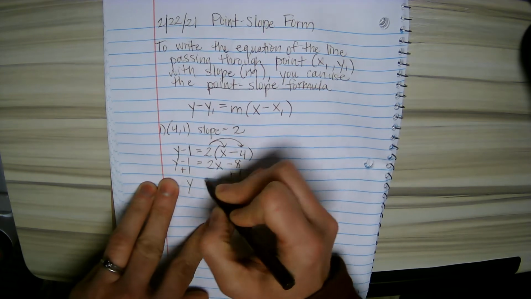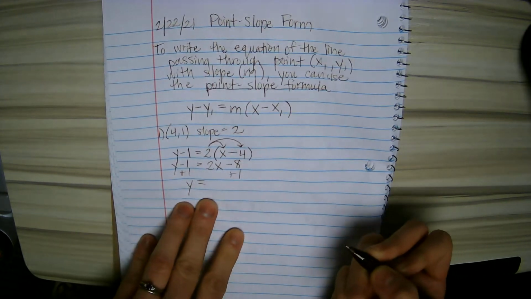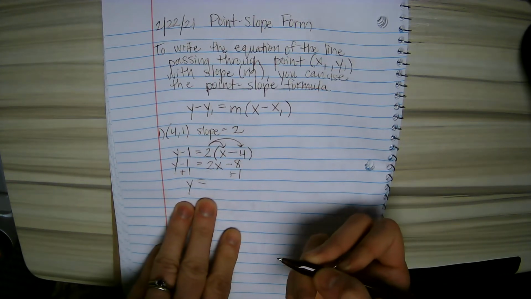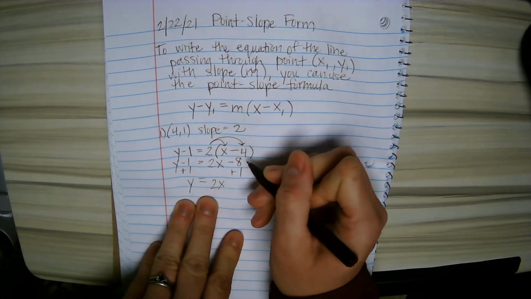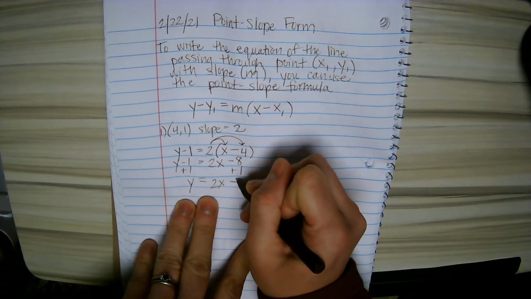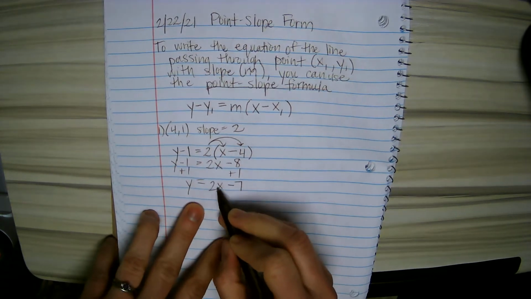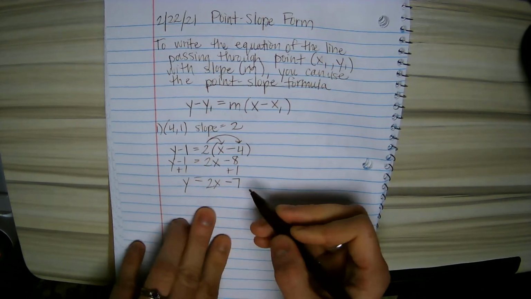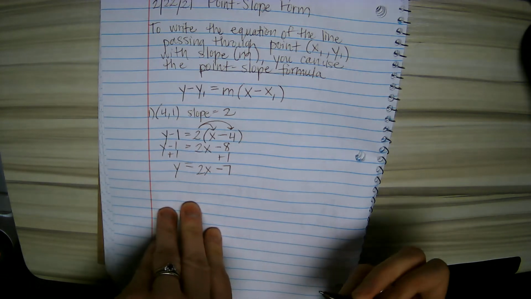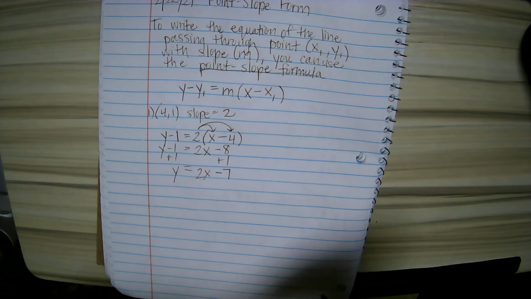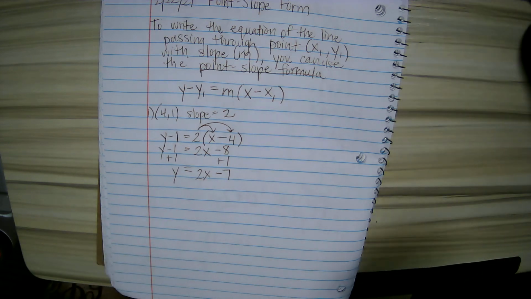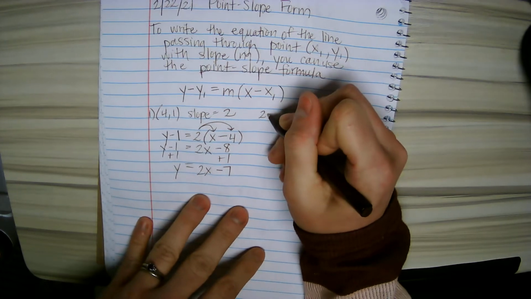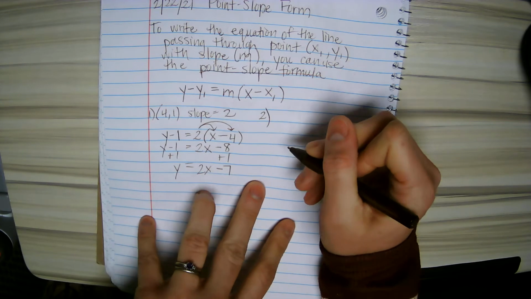So you could change it to y-intercept form, right? 2x minus 7. So then there's your slope, there's your y-intercept. See how you can change from one to the other? Let's just practice writing things in point-slope form, since I think you know how to solve otherwise.